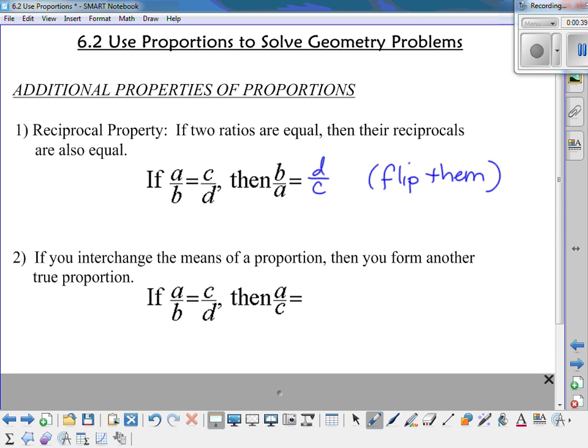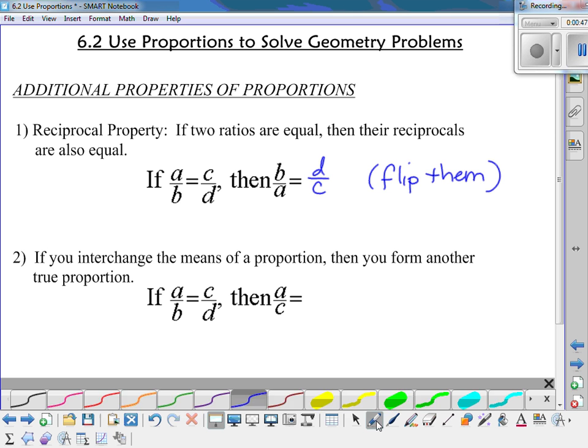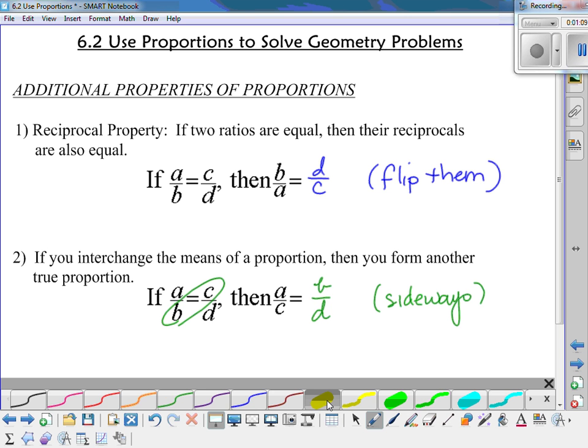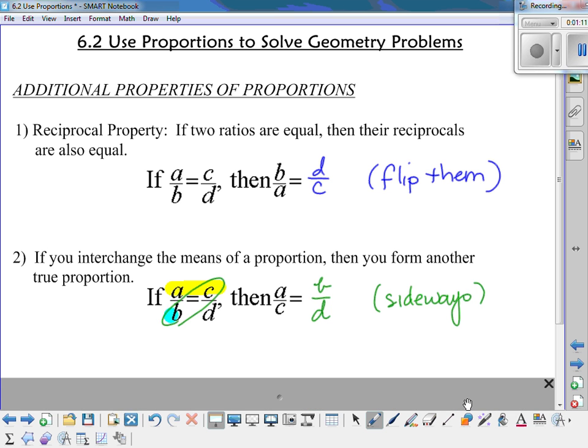The next property tells us that if you interchange the means of a proportion, then you form another true proportion. When I'm talking about the means, I'm talking about these values right here, B and C. So if B and C trade places, it's still going to be equal, and we'd have A over C equal to B over D. In essence, it's like looking at the original proportion sideways. If you look here, you've got A over C, B over D. So it's kind of like turning the proportion on its side.